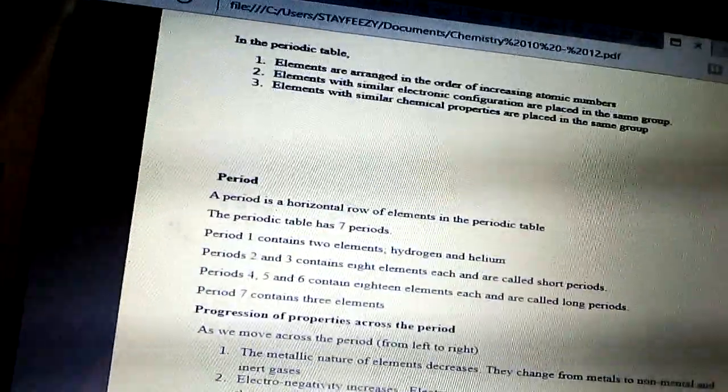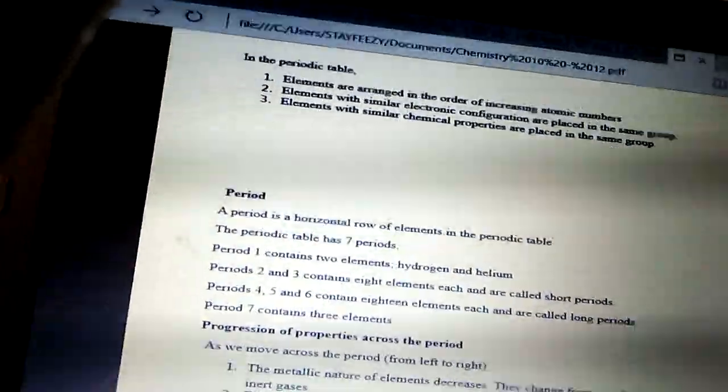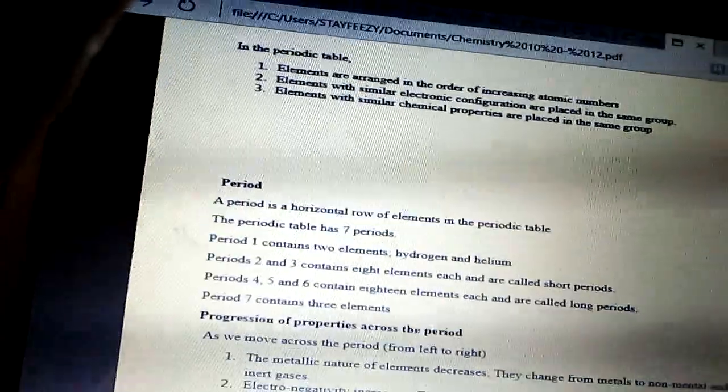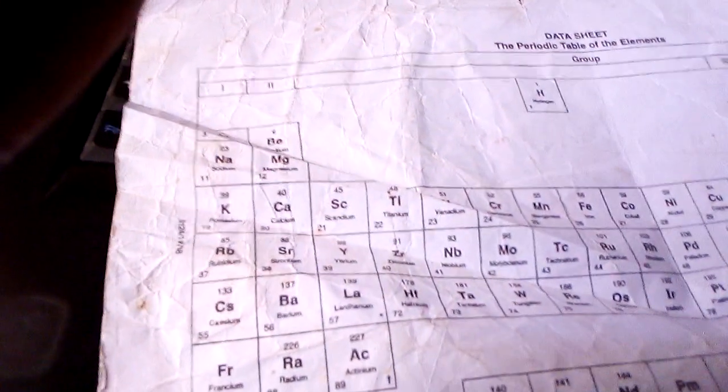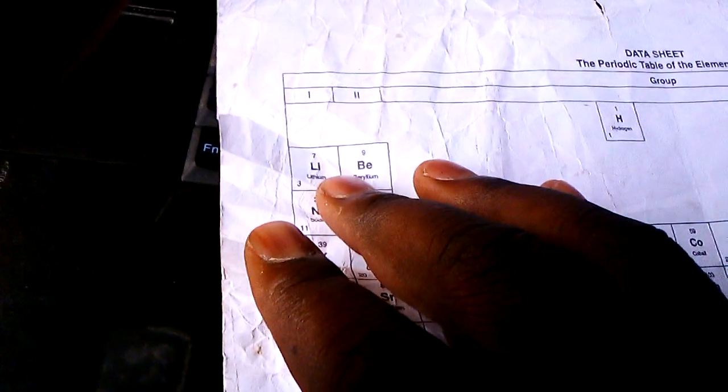Point 2 says, elements with a similar electron configuration are placed in the same group. So when we talk about configuration, here is an example. I'll take a simple group 1 element. The first one is lithium. Since we're talking about electrons, we need to get the electron number, which I said is the number which is down. So lithium has an electron number of 3.